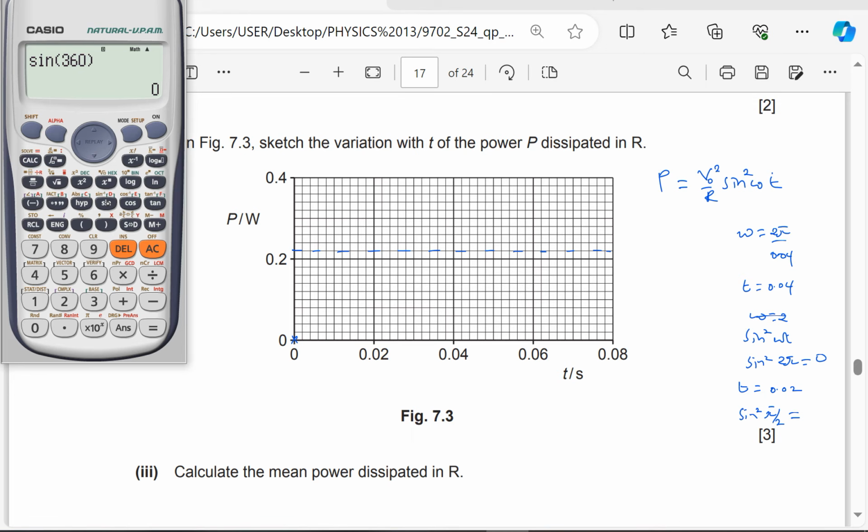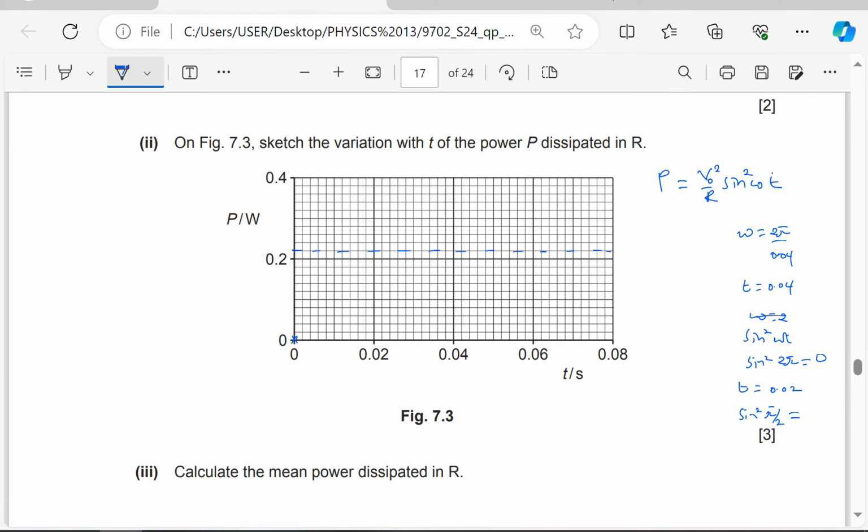But remember, this is not V naught, this is V squared. It's instantaneous power. This will be V squared over R sine omega t. So let's substitute values. At t equals 0, V was 0. So it automatically means P is 0.